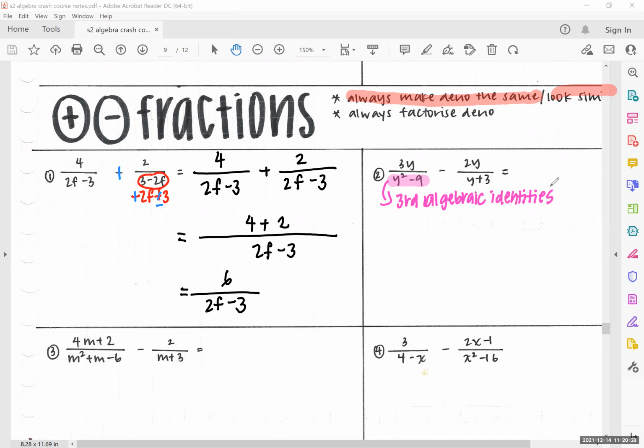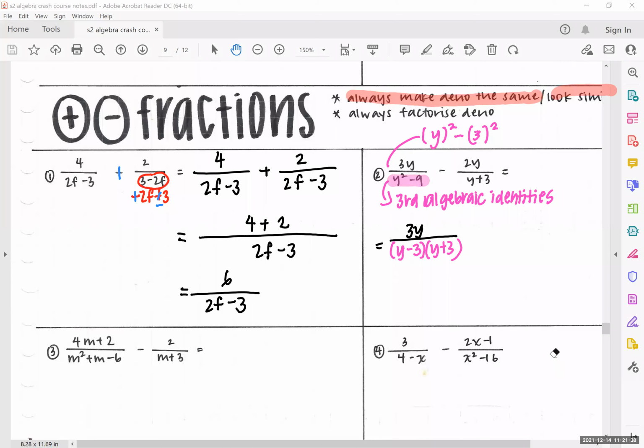Okay, so let's continue. Equal to 3y over, change pen color, y squared minus 9. If you use the algebraic identity, what does it give you? You must put a bracket first. Or this one you can just do a shortcut. You say that this is something squared minus something squared, right? What's in the first bracket? y. Second bracket? 3. So at the end of the day, it gives me (y minus 3)(y plus 3).